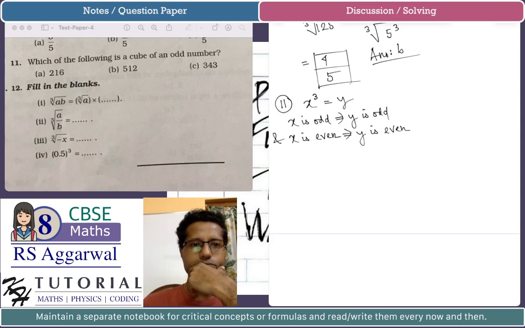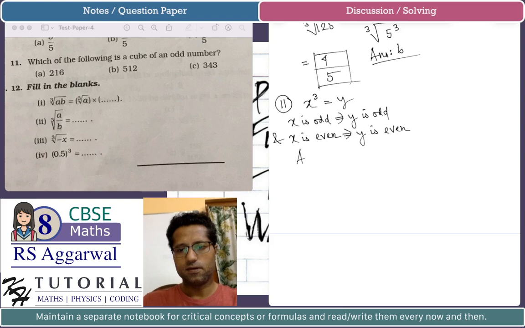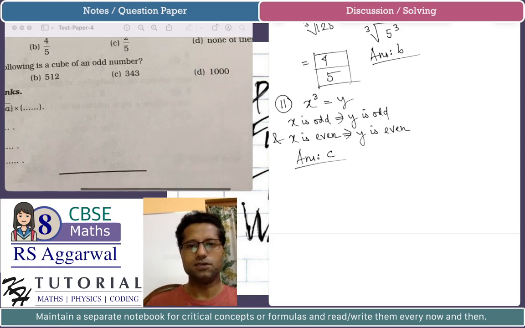So a cube of an odd number will obviously be an odd number. So in the given choices we have to select the choice which is an odd number. Definitely choice A is an even number, choice B is also an even number, choice C is odd. So the answer will be 343, that is choice C. Choice D is also an even number.